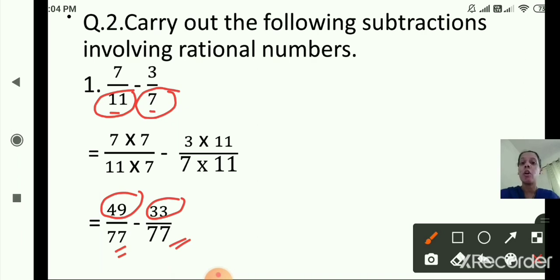Now here you will not add the numerators. Why? Because we are doing subtraction. In the question, carry out the following subtraction, we have to do subtraction. So we will not add the numerators. We will subtract the numerators, and the denominator we will write only once. So what will be the next step? 49 minus 33 upon 77.